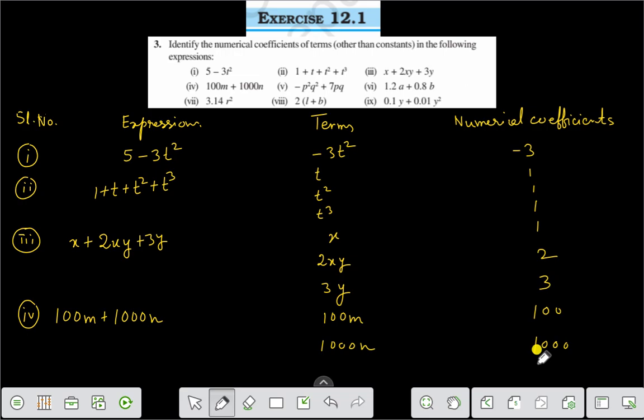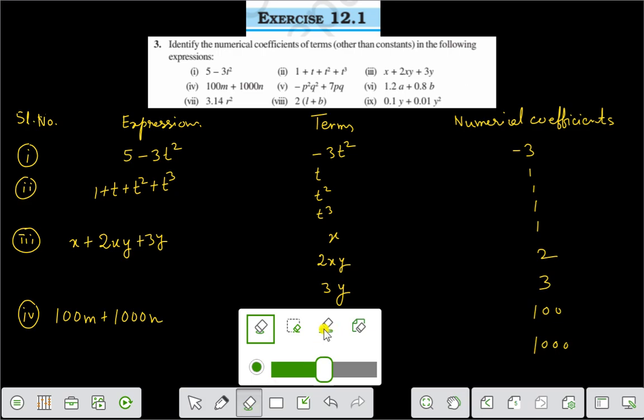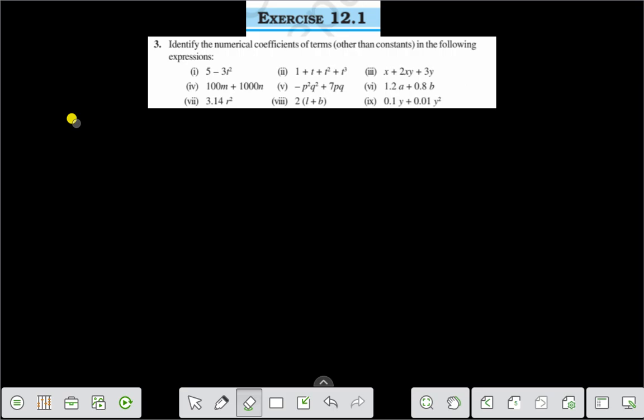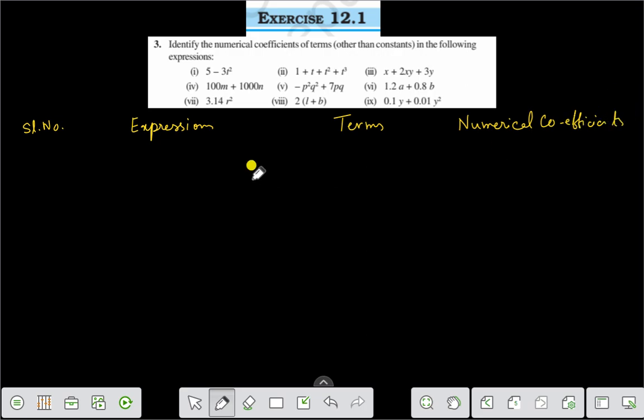Now we'll solve question number 5. Again we write the table: first the serial number, then the expressions, the terms, and the numerical coefficients. Now we have done up to question number 4.